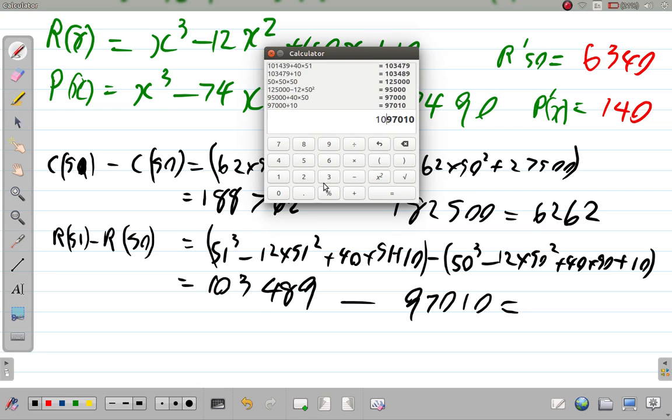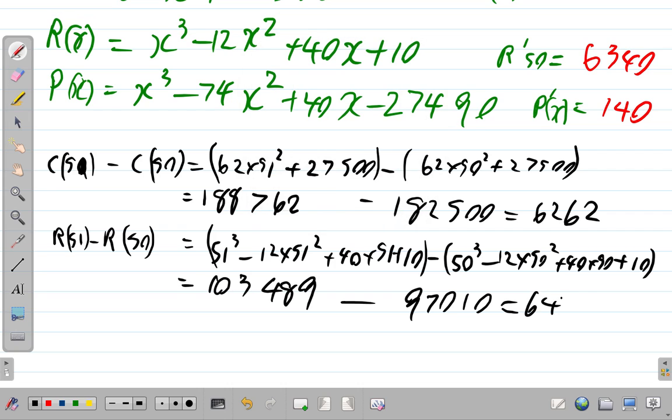When we subtract these, what do we get? We have 103,489 minus 97,010 gives us 6,479. All right. Close enough. So we had 6,340. Now we have 6,479. Close enough. And then here we want to find out the profit as well.